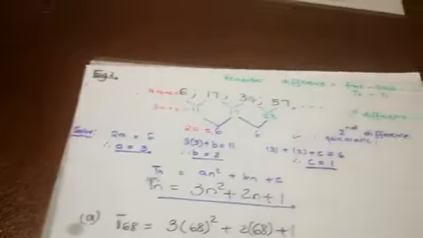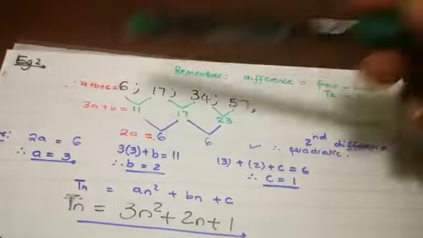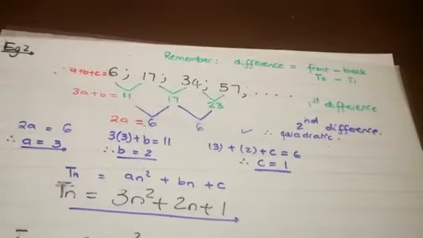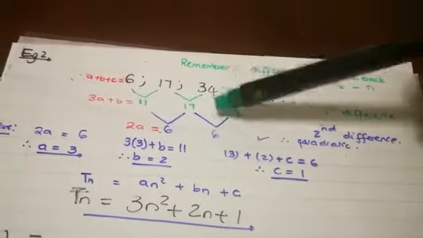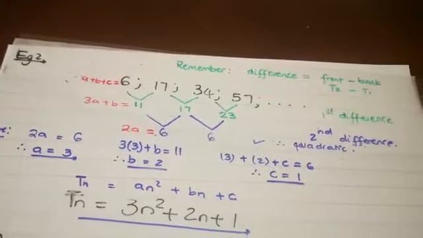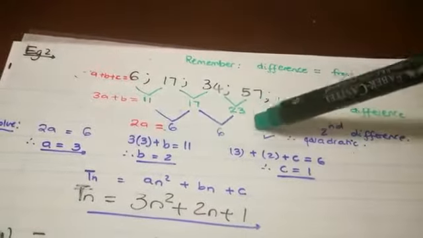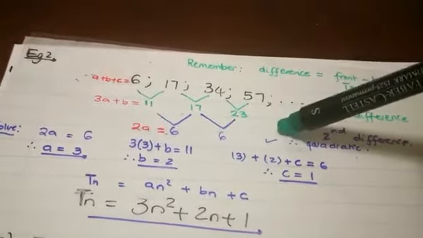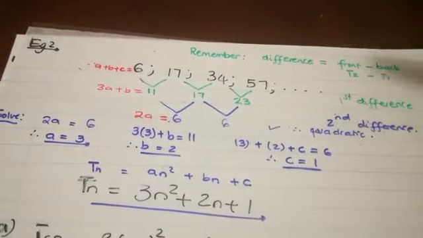All right, so now I've just written, we are going to work on it like you would do in a test or a classwork. So 6, 17, 34, 57. The first thing, you find your first difference. So it's 11, 17, and 23. Then as you can see, it's not linear. It's not constant.